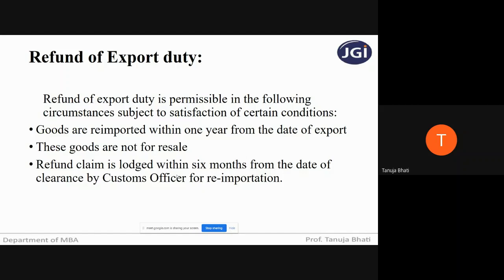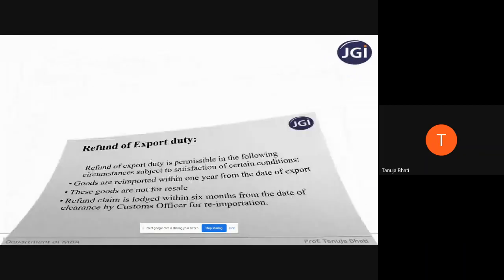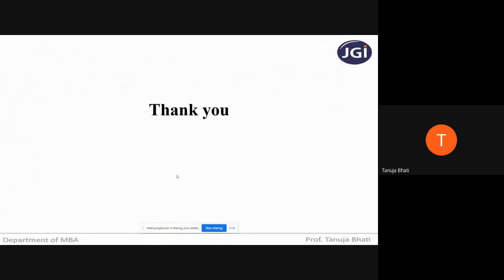So this we saw: valuation of customs relating to exported goods. Today we have seen valuation of exported goods. This is a complete theory. There are no problems on valuation of exported goods. So thank you so much, students.